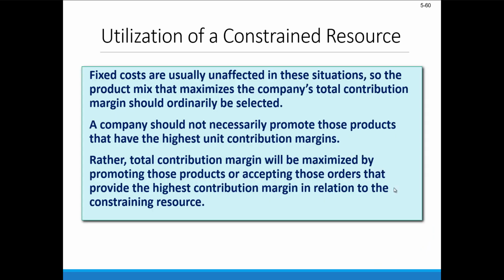So typically fixed costs in these situations are unaffected by whatever we pick to focus on making. So the product mix that maximizes total contribution margin is the one that should be selected. We want to focus on whatever makes the most profitable use of the constrained resource first, not necessarily what has the highest contribution margin per unit of product. Sometimes those things are not one and the same. So we're going to focus on whatever maximizes the profitability of the use of these constrained resources.